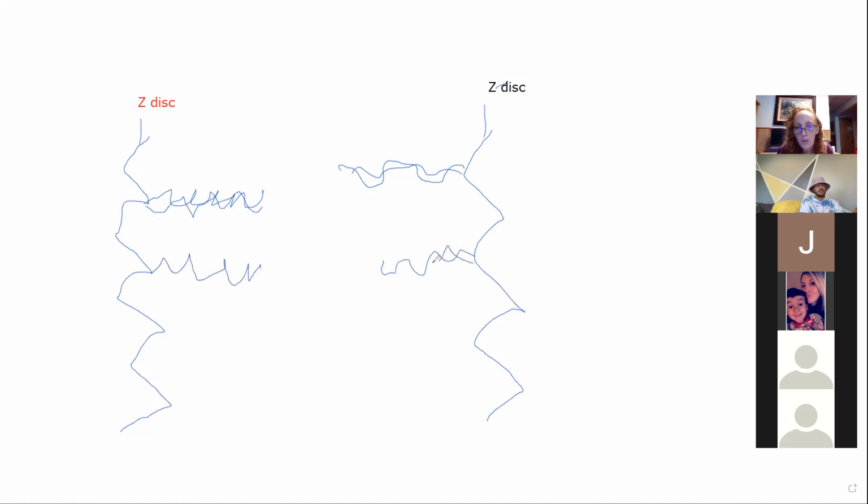So they're double coiled. Looks like a double coil of a spiral notebook. Those are my thin filaments, which are actin.